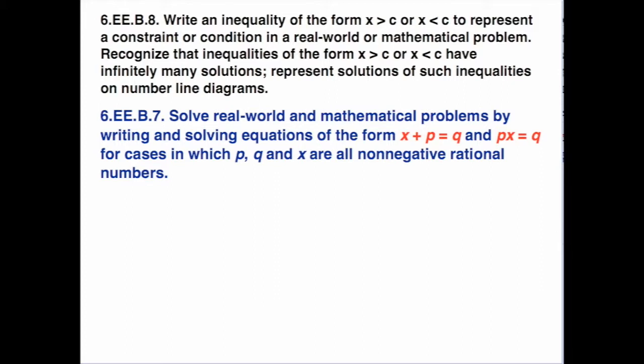If we look at the standard just prior to this one, 6.EE.B.7, it deals with equations in the form x plus p equals q and p times x equals q. So they're very simplistic equations that just involve one operation.